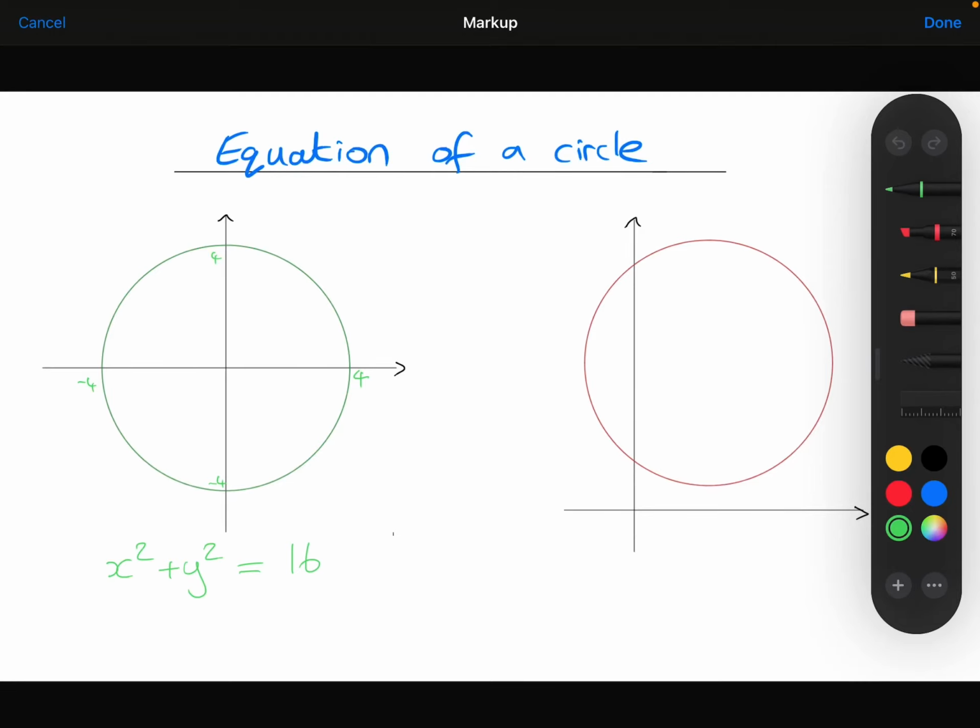This video is all about the equation of a circle. You will have seen this in its very simple form at GCSE, where the centre of the circle was always on the origin. We're going to look at what happens when the centre of the circle is not on the origin.